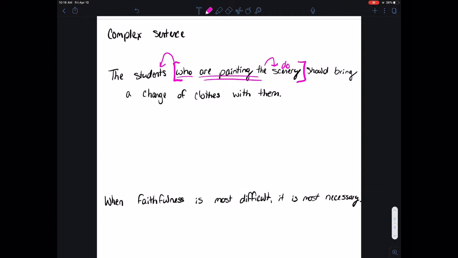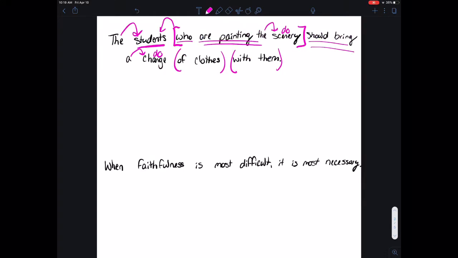Looking outside of it, should bring is my verb. Who or what should bring? Students. Students should bring who or what? Should bring change, because it's an action verb, the direct object. The modifies students, a modifies change. Of clothes is an adjective prepositional phrase, and with them is an adjective prepositional phrase. All right, so let's diagram this really quick. I actually think of clothes should be an adjective, and I think with them is an adverb. Where should they bring them? They should bring them with them. Yeah, that makes sense to me.